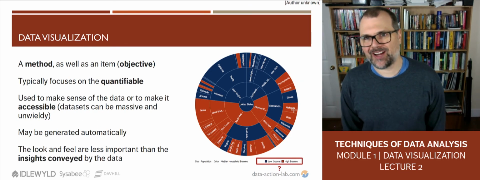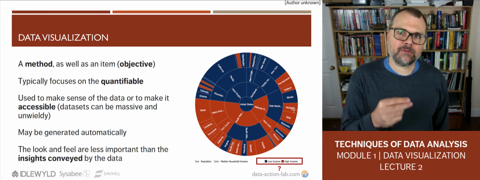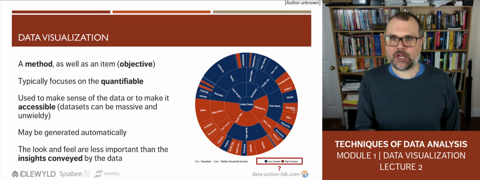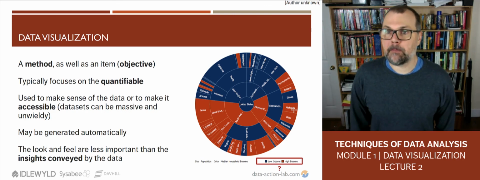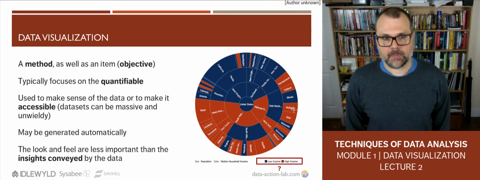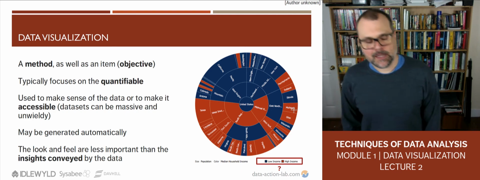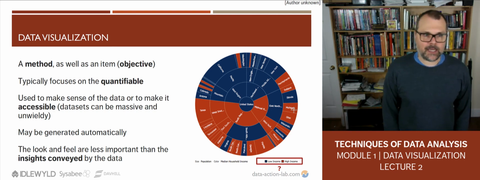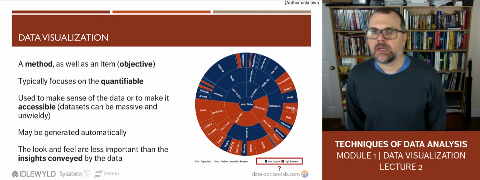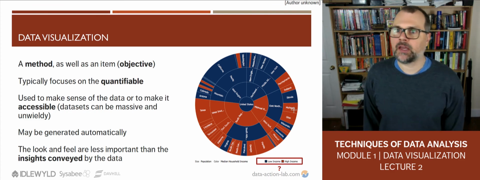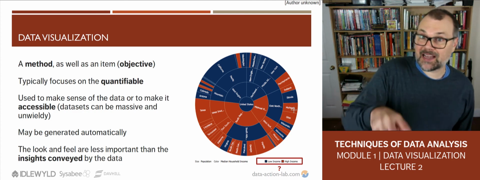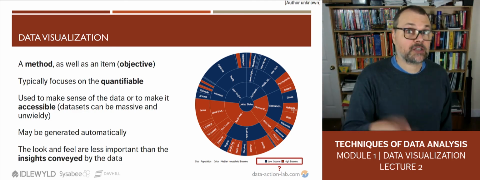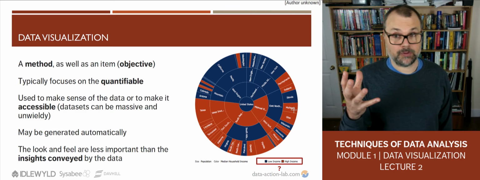A data visualization. And here we use data visualization as a noun. This is an object, an item, a method. It is objective in the sense that it takes the data that you give it and it produces something. And if you were using the same method, or if somebody else was using the same method on the same data set, they would actually produce the same output.